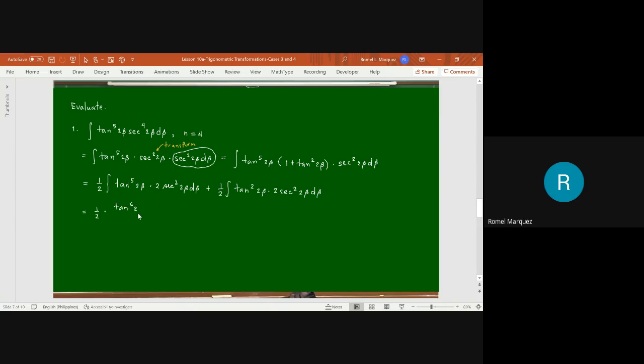U to the n du. What is the integral? U to the n plus 1 over n plus 1 plus c. That's it. Just multiply this constant. So we have 1 over 12 tangent to the 6 2 beta plus 1 over 6 tangent cubed 2 beta plus c.